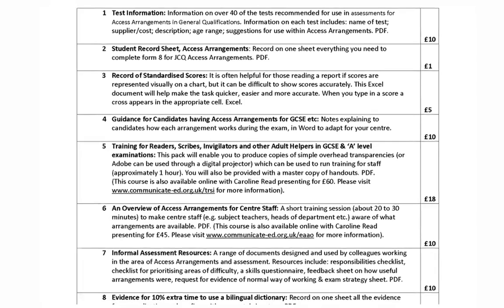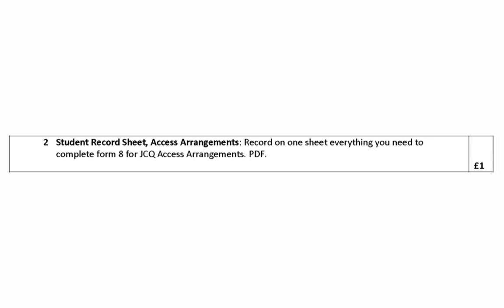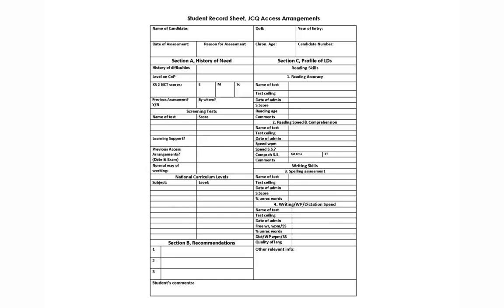The second resource is our student record sheet. This is a form which you can record everything that you need to complete Form 8 as evidence for access arrangements. It's not an alternative to Form 8, but can be used in a student's file to keep a record of all their scores in one place, so you don't have to search through the file to find individual test papers. This document comes as a PDF.